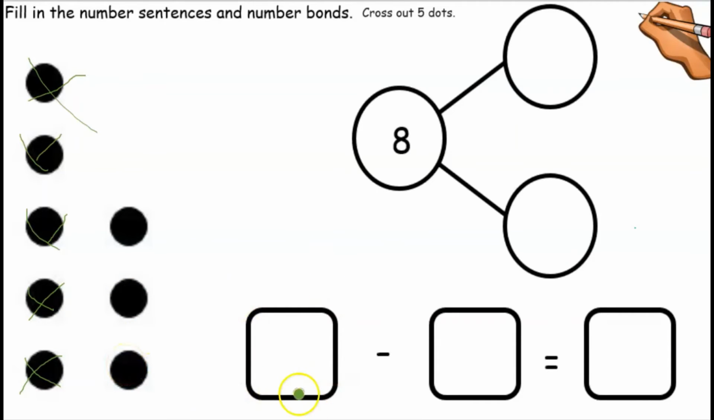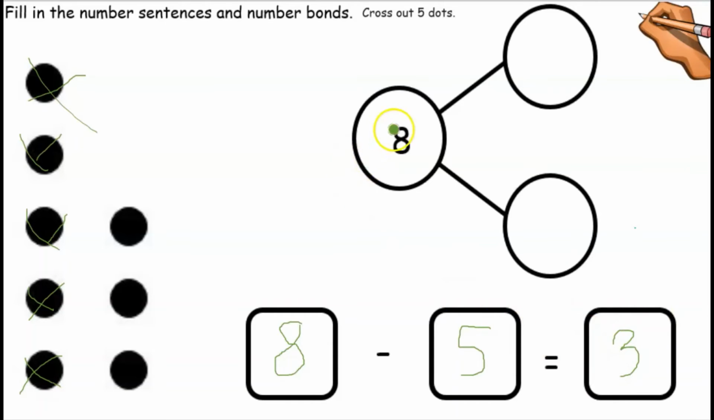What number are we starting with? 8. 8 is how many we have all together. 8 represents the 8 dots I have. What number comes next? 5. 5 represents the number of dots we crossed out, the number of dots that we're taking away. How many do we have left? 3.